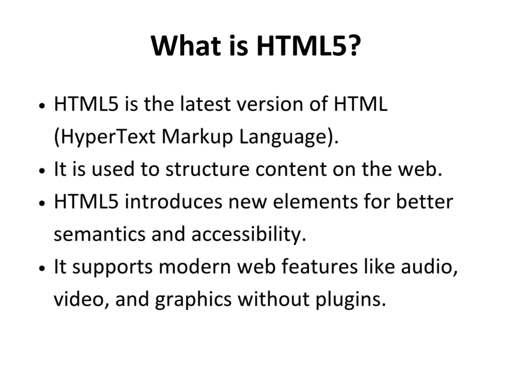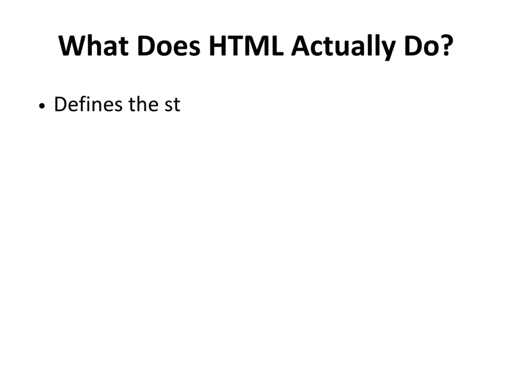Now, in summary, we have learned that HTML stands for Hypertext Markup Language, and HTML5 is the latest version of HTML that gives us the opportunity to use new elements for semantics and accessibility, and also new features like audio, video, graphics, and a lot more without using a plugin. Most importantly, HTML is used to structure content on the web. That is what it is used for. Up next, let us look at what HTML actually does.